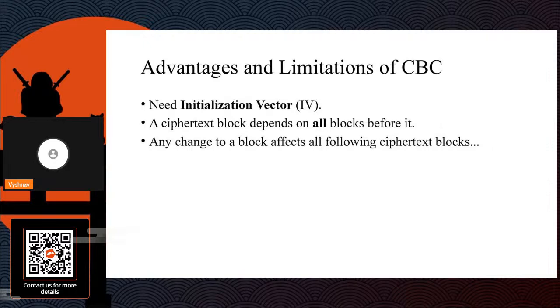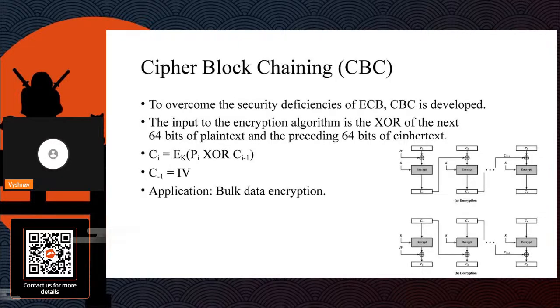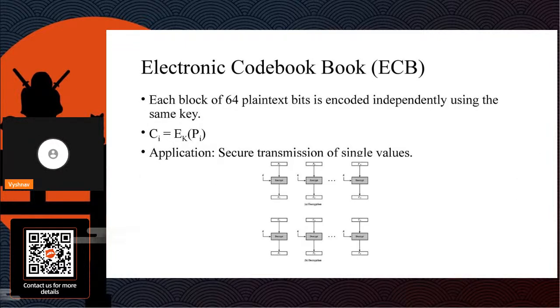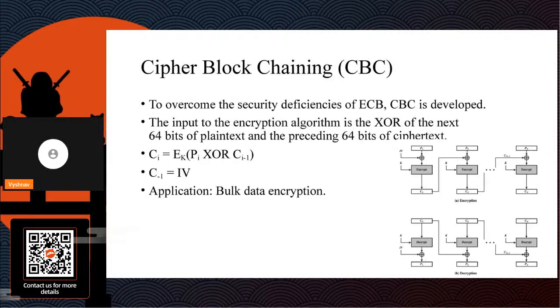So the advantages and limitations of CBC. We need an initialization vector, and we need a way to send that initialization vector to the receiver. Here a ciphertext block depends on all blocks before it. So it can be an advantage as well as a disadvantage. It is an advantage in the sense that in ECB, repetitions in the text can be shown, but if we use the chaining process, it won't be repeated.